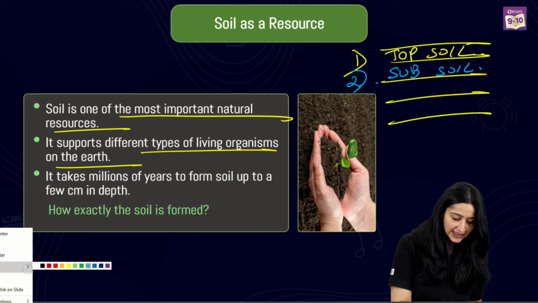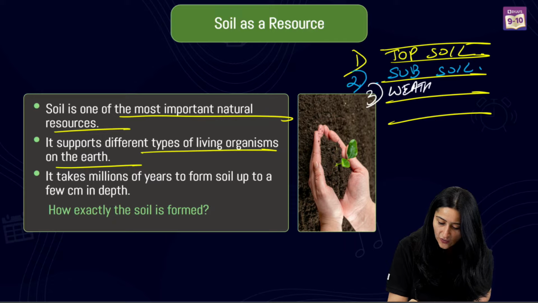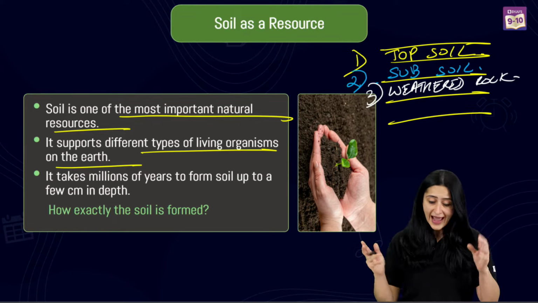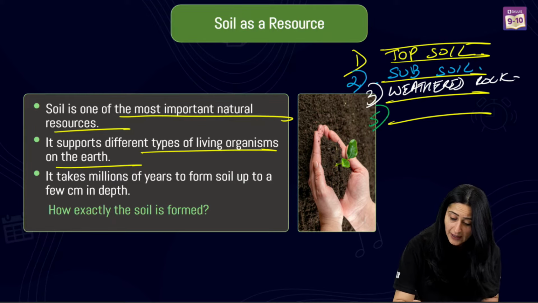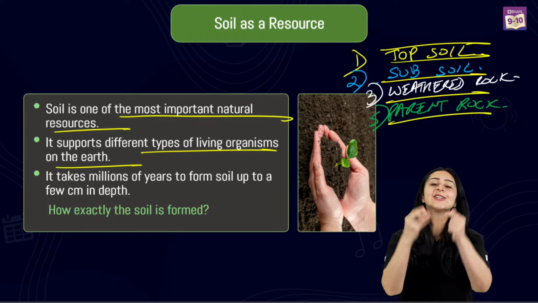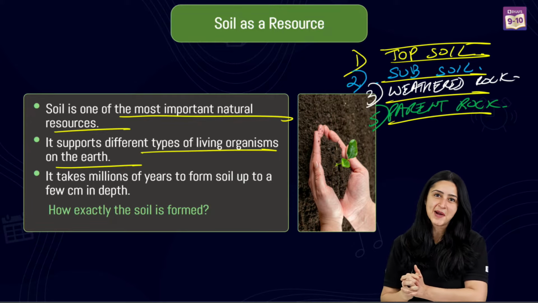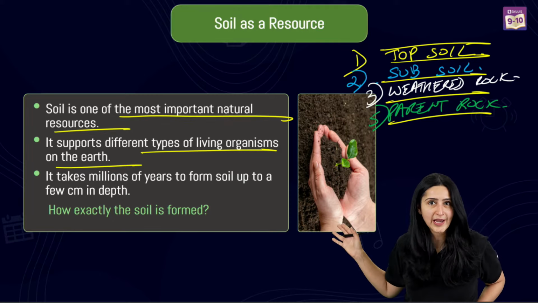Then, the third layer, as we know it, is the weathered rock material. I'm just writing weathered rock over here, so you know this is the weathered rock material. And then the fourth layer is basically, as we know it, the parent rock. Now, parent rock is actually what weathers down to give us the soil or disintegrates to give us the soil. We will be talking about this in just a little bit so that you understand. So basically, these are the 4 layers of soil, right?